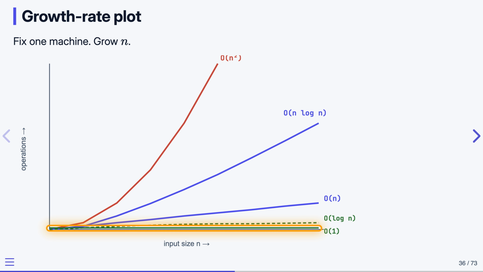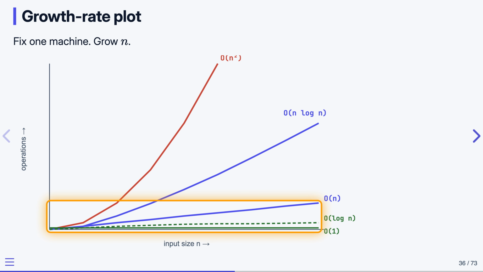Let us draw these classes on one picture. We fix one machine and we grow n to the right. This flat green line at the bottom is big O of 1. The cost never changes, no matter how large n gets. Just above it is big O of log n, and it is almost flat too. It rises but very slowly. Even for huge n, it stays low.